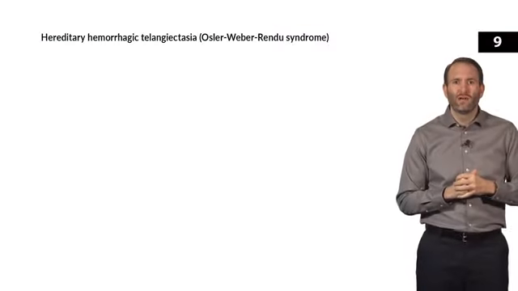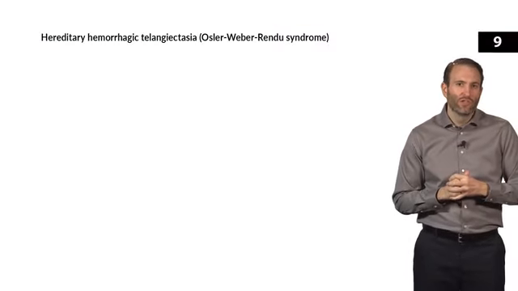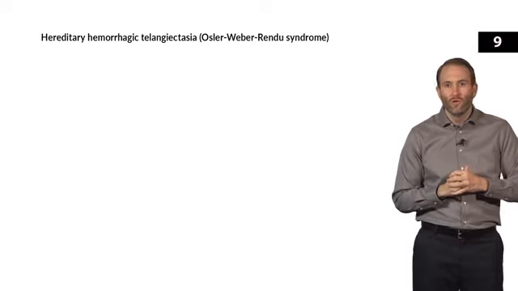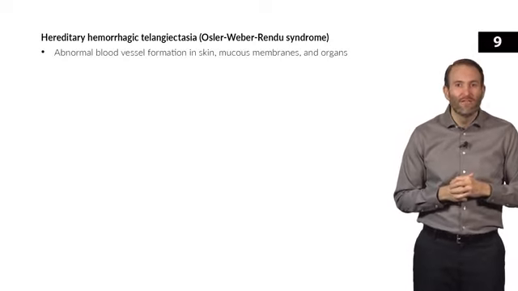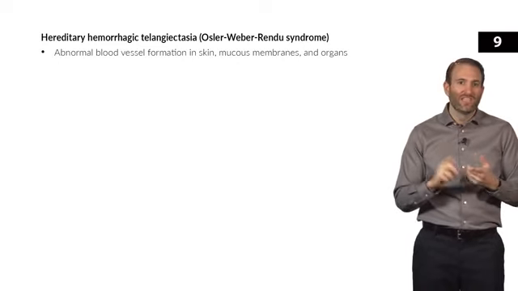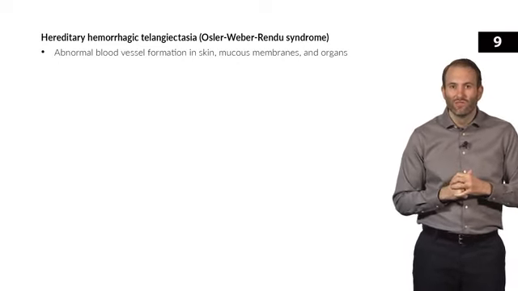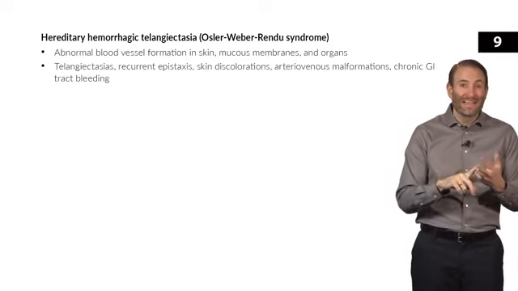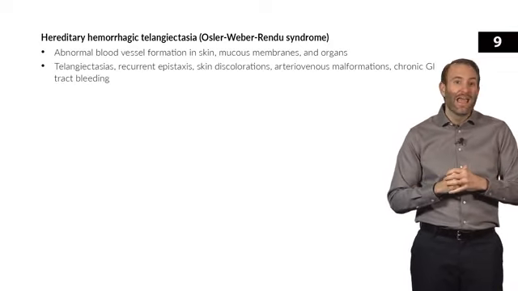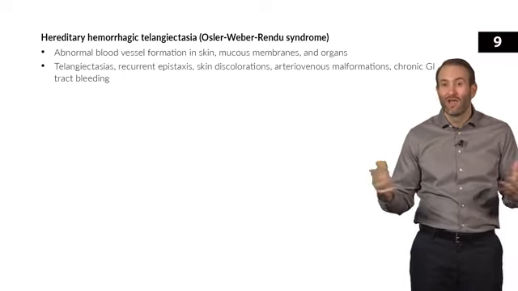Moving on to hereditary hemorrhagic telangiectasia, also referred to as Osler-Weber-Rendu syndrome. So this is an inherited disorder that leads to abnormal blood vessel formation in multiple areas, the skin, mucous membranes, and in organs as well. So imagine what that might cause: telangiectasias, recurrent epistaxis, skin discolorations, AVMs, chronic GI tract bleeding as well.